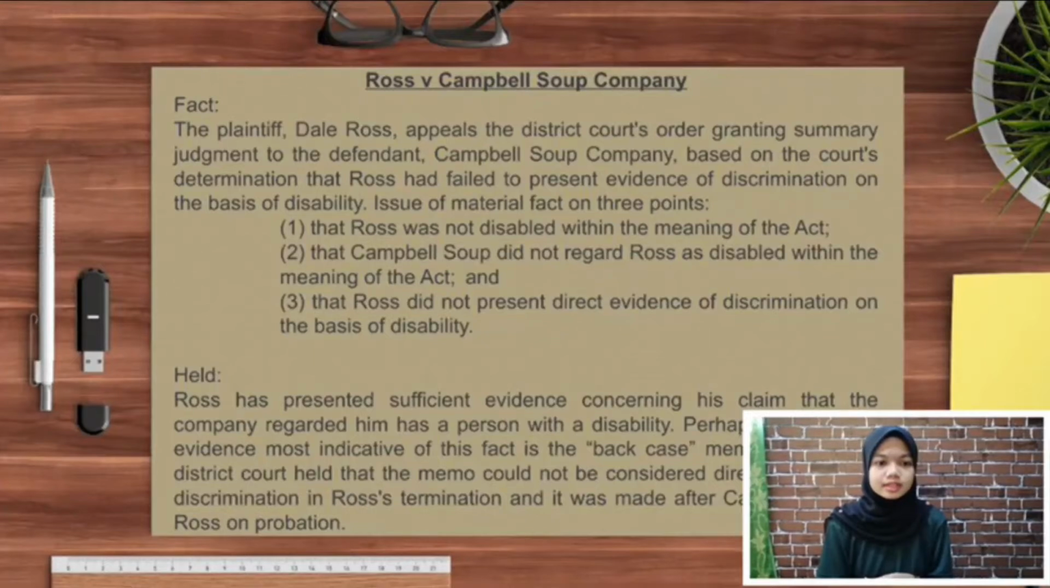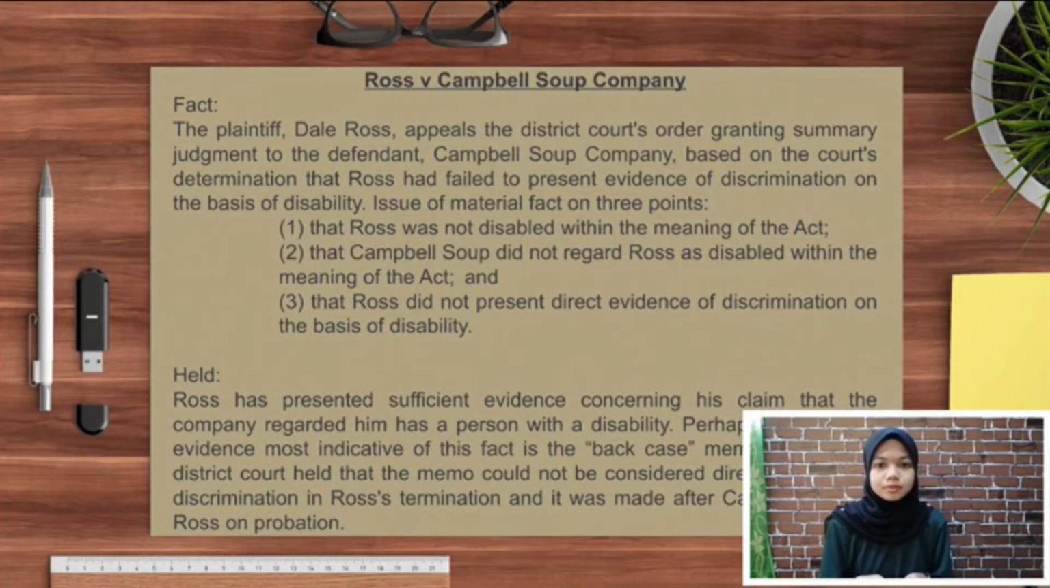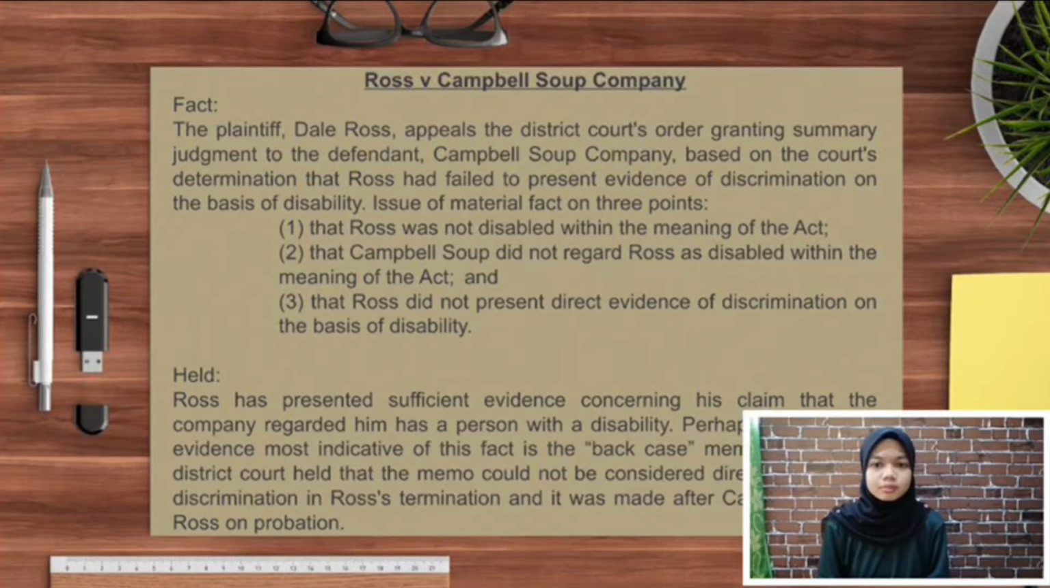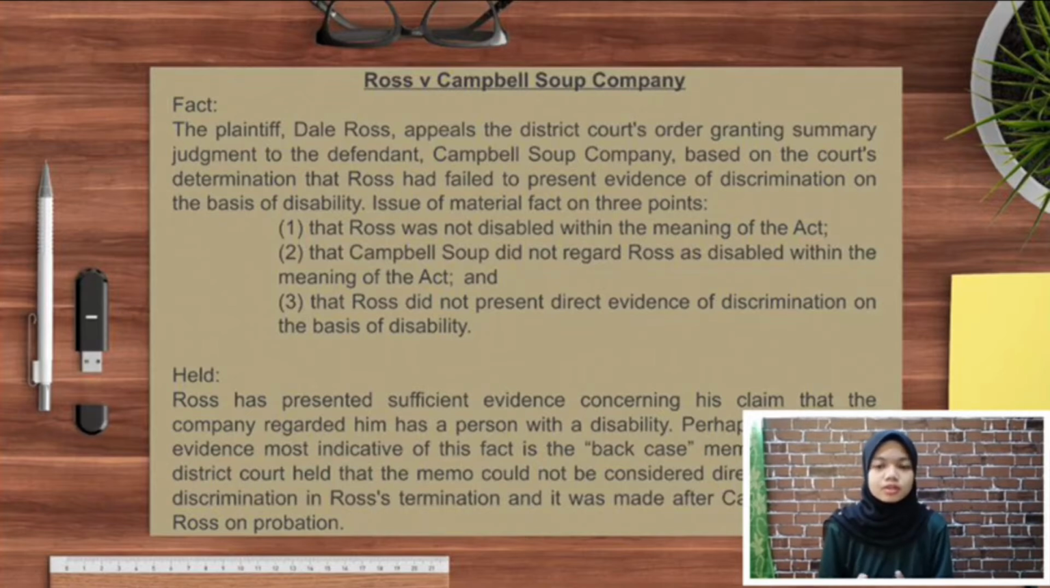of the cases is Rose versus Champer Soap Company. So the fact of this case is the plaintiff, Rose, appealed the district court's order granting summary judgment to the defendant, which is Champer Soap Company, based on the court's determination that Rose had failed to present evidence of discrimination on the basis of disability. So issues of material fact on 3 points.